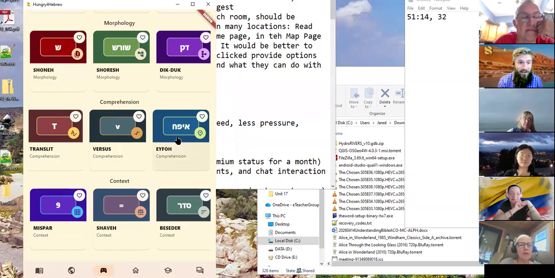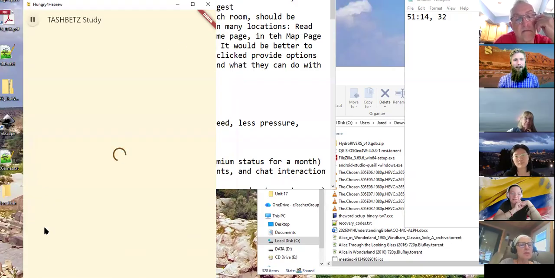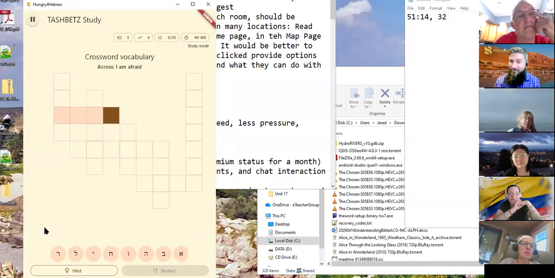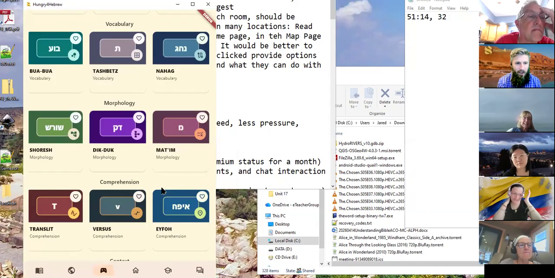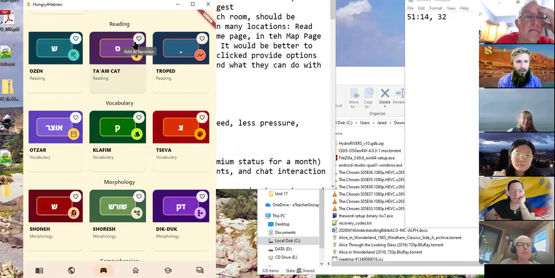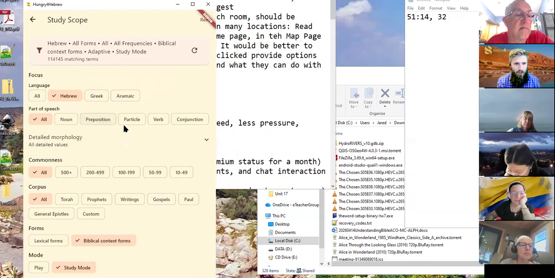Oh, I have a tashbetz. What is tashbetz? Crosswords. I like this. So basically, when you come across a game that you like, just put a heart on it and it brings it to the top. So if you like Tashbetz, put it right there, and now it shows up on the top, in my favorites. And like I said, you can always change the study scope so that you can study exactly what you want to. Suppose you just want to focus on nouns or verbs or something like that.